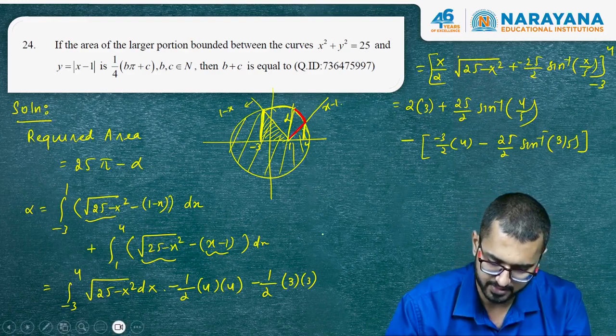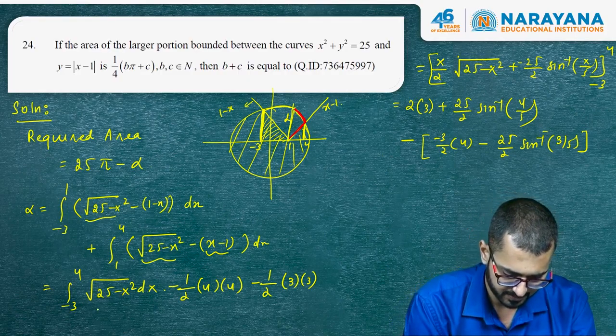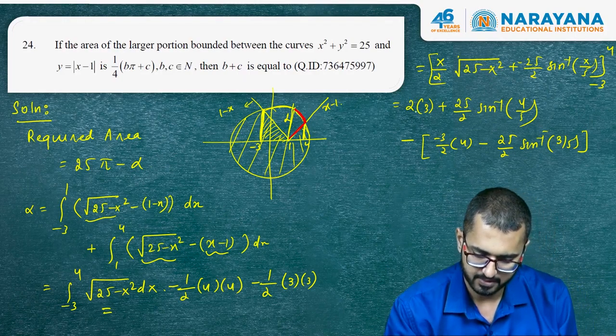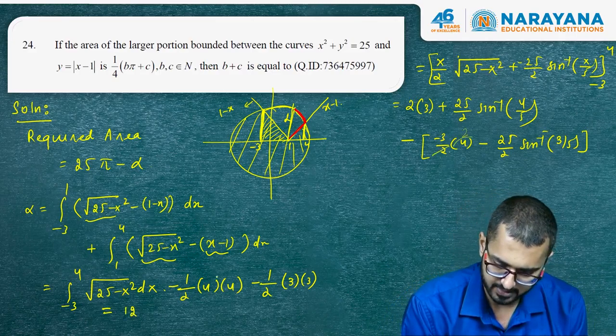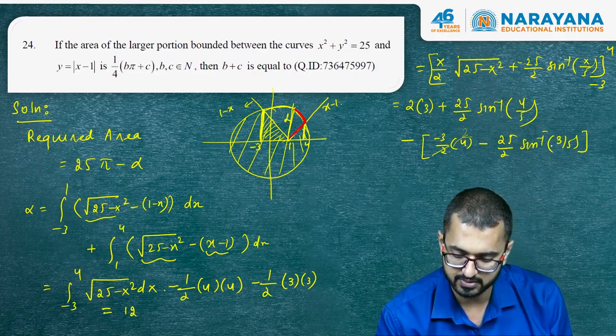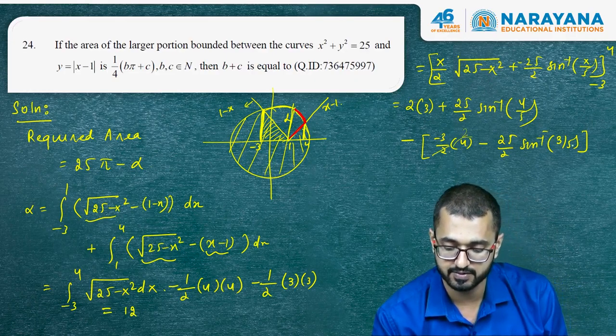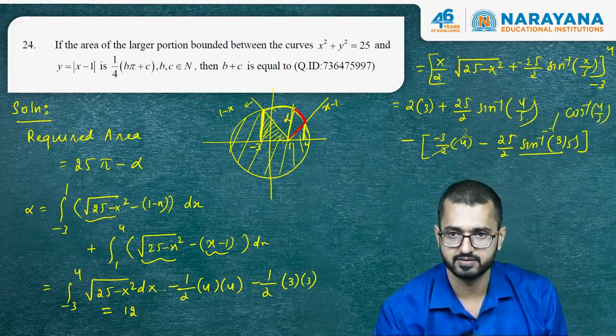I'll write down here in this portion. So this will give me 6 plus 6, which is 12, and then 25 by 2 sine inverse 4 by 5 plus 25 by 2 sine inverse of 3 by 5. This sine inverse of 3 by 5 can be written as cos inverse of 4 by 5, and then sine inverse plus cos inverse will give me pi by 2.